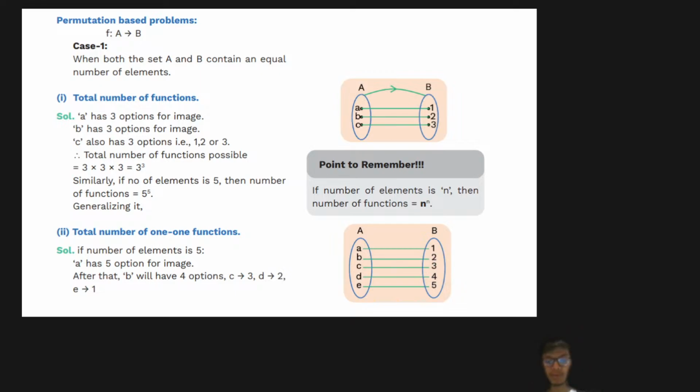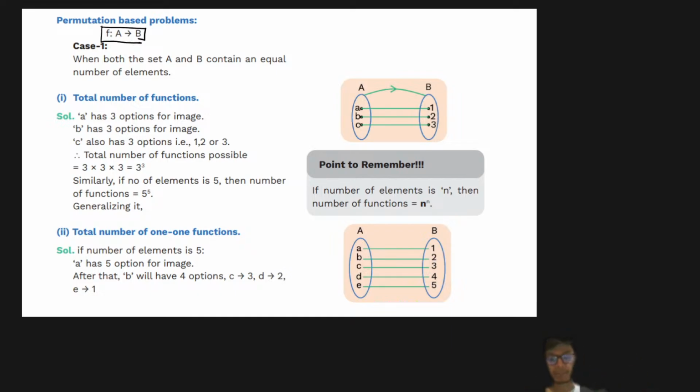So the problem that I'm going to talk about right now is counting the number of functions that is possible from set A to set B. Let us say I'm discussing a function f which is going from set A to set B, where A is our domain and B is our codomain. So let us try to divide and separate the problem into two different sections.